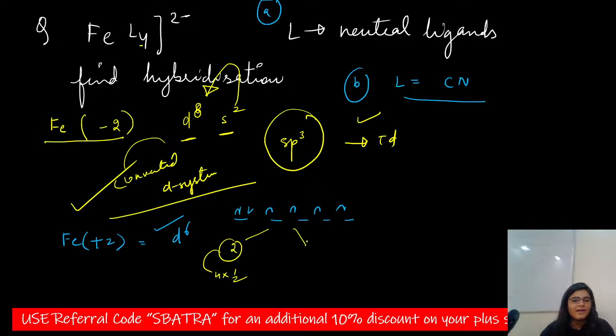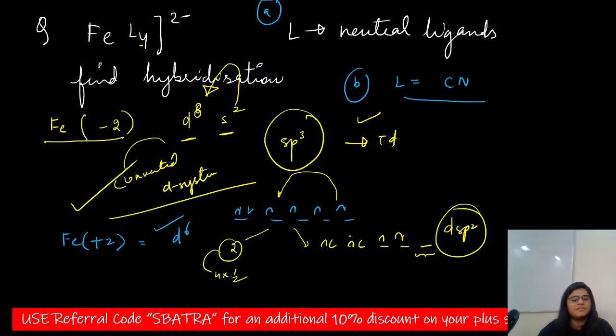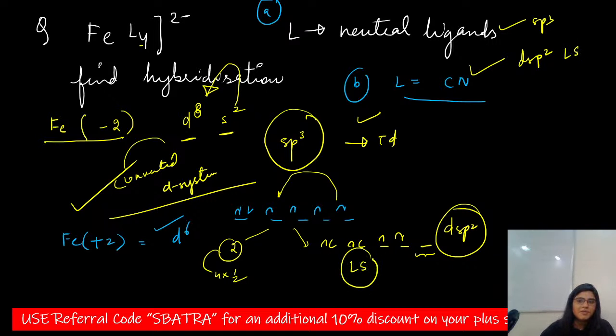The second spin value is if I pair this electron with this electron, so it will be 1 2 3 4 5 6, and this orbital is now vacant, so it can form dsp2 hybridization. So the answer for this one is sp3 and for this one is dsp2 hybridization. Now we have two spin values, so this is your low spin compound.